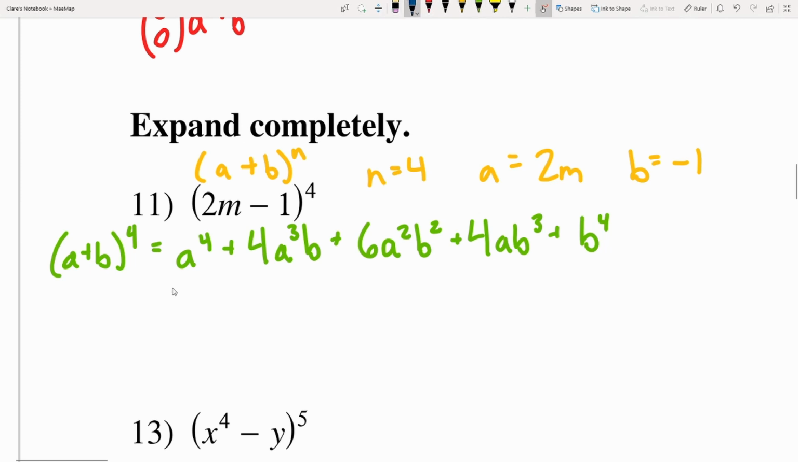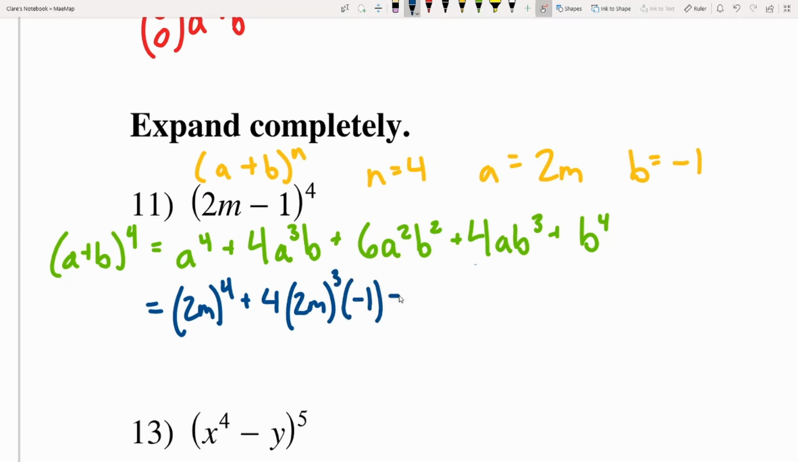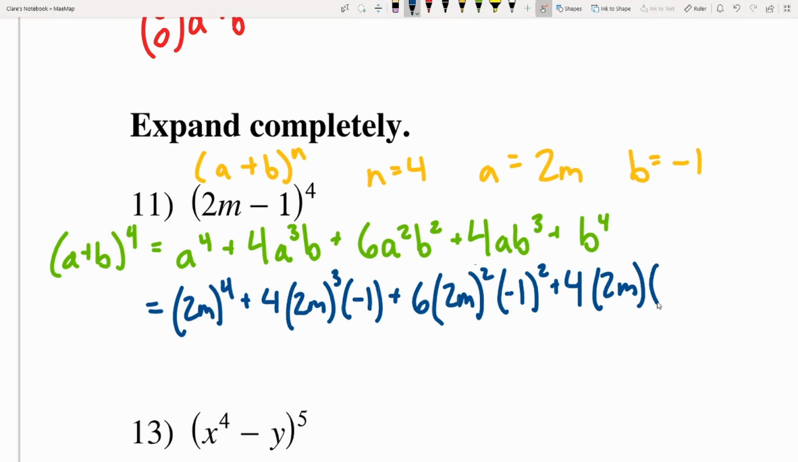Now filling this in for my a's and b's, I'll get 2m to the 4th plus 4 times, our a is 2m, that whole quantity cubed, times negative 1, that's b, plus for 6a squared b squared, that's going to be 6 times 2m, that quantity squared, times b squared, negative 1 squared, plus 4 times 2m times negative 1 cubed, plus negative 1 to the 4th.